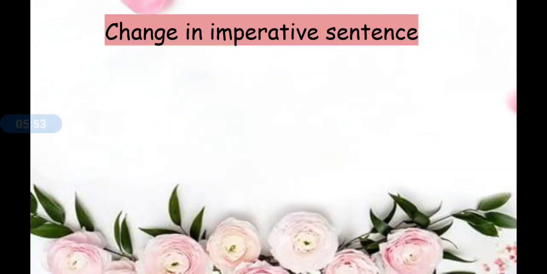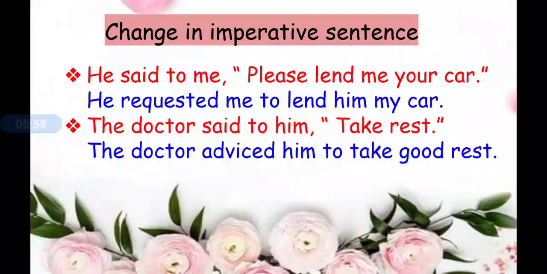Now let us see how to convert imperative sentence into indirect speech. That means the direct sentence or the sentence which is inside the quotation marks is imperative, either request, command or order. Then how to convert it into indirect speech? He said to me, please lend me your car. So what did he do? The moment we see please, we can say it is a request. So we can change like this. He requested me to lend him my car.